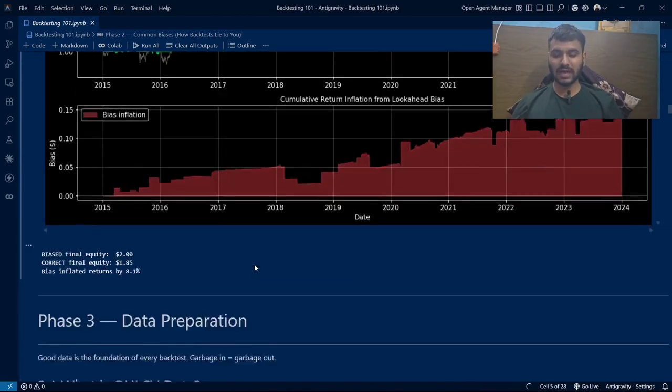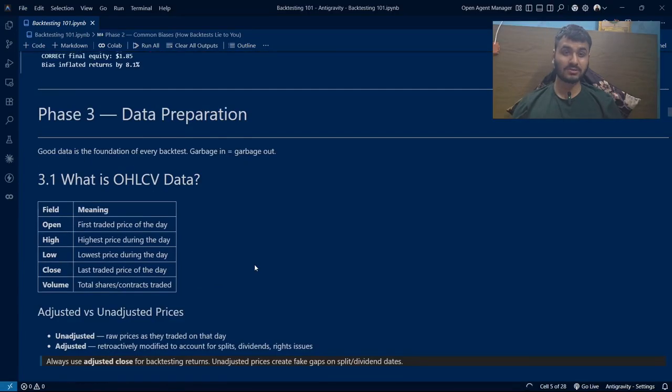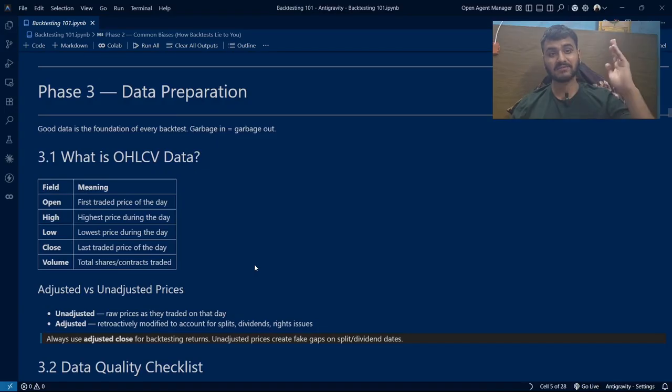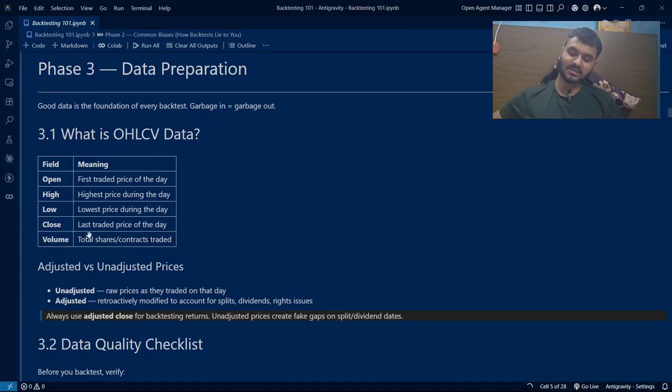Now, how do you actually prepare the data, right? Because data preparation is also very important. Otherwise, you will have phantom spikes, phantom losses, right? Now, good data is the foundation of every backtest. What is OHLCV? It's open, high, low, close, volume, adjusted versus unadjusted prices.